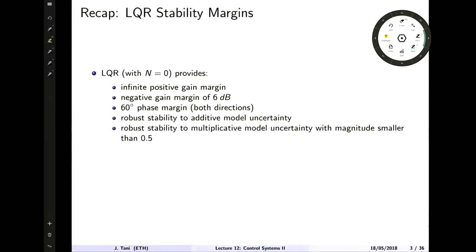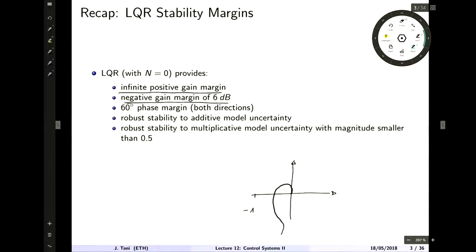Remember that with LQR, and the N matrix equals 0, we have an infinite positive gain margin. We have a negative margin of 6 dB, and we have a phase margin of 60 degrees. So let's quickly remember the SISO case. We have a Nyquist plot here, and we have the point -1 here. The plant is entering in here, so what does it mean? It means that this angle here is 60 degrees. So we have a lot of gain margin, and we have actually quite a robust design.